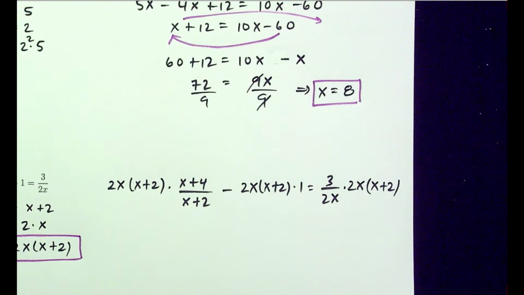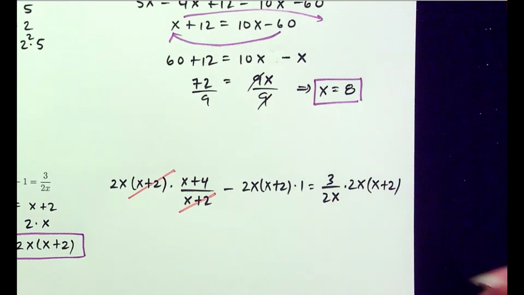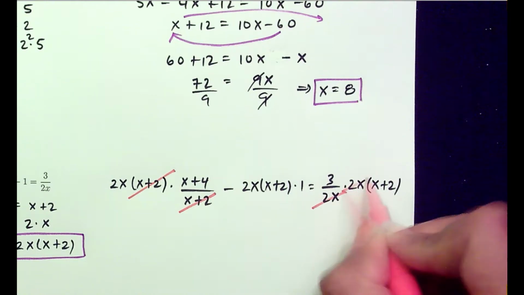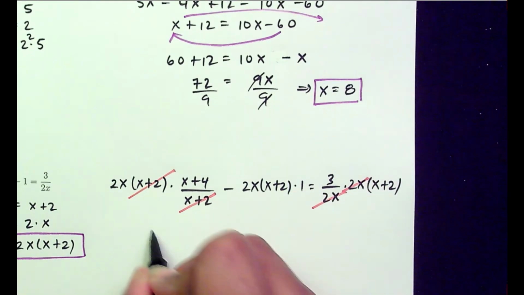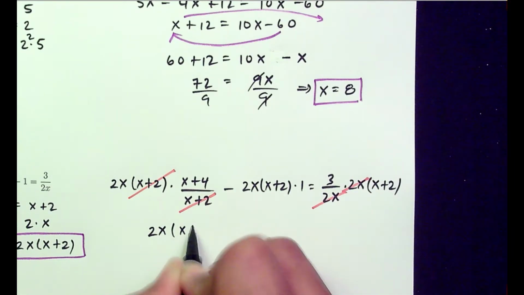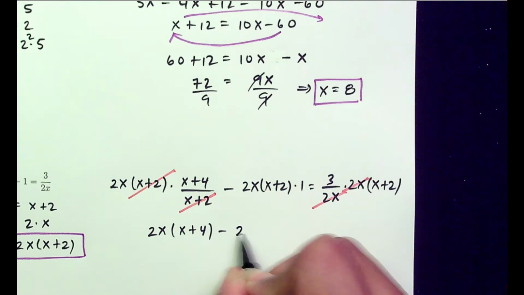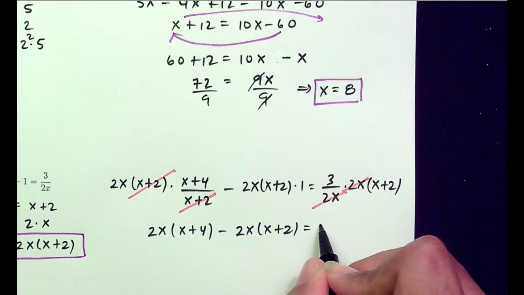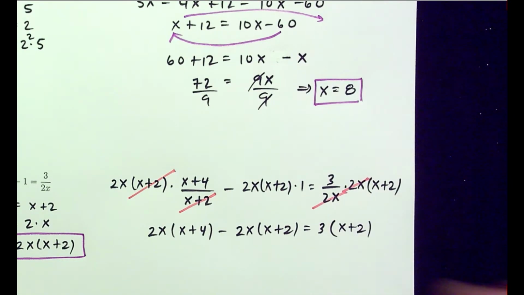And then you may cancel things. So that cancels. There's nothing here to cancel. And that 2x and that 2x cancels. And then you write down what is left. So here you have left 2x, x plus 4 minus 2x, x plus 2 equals, so that cancels, and you're left with 3x plus 2.